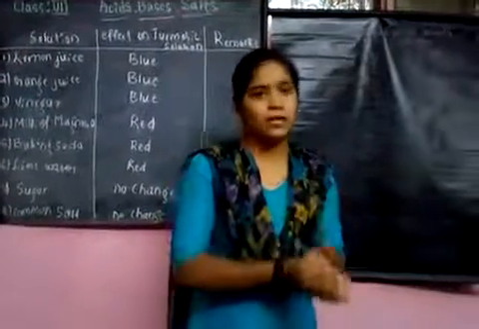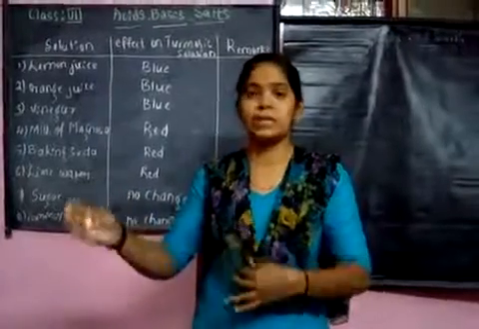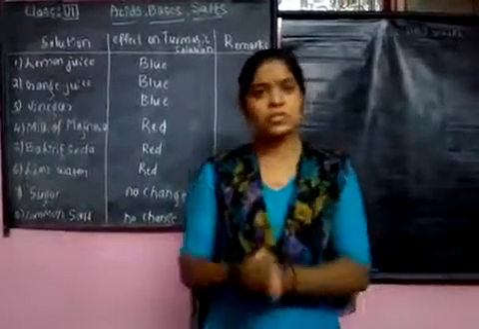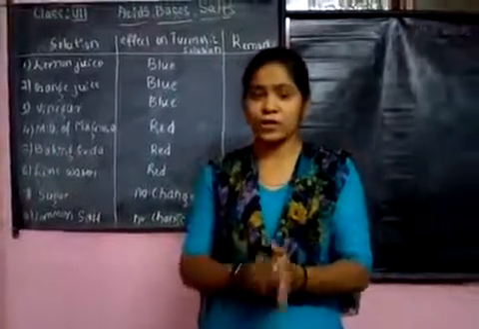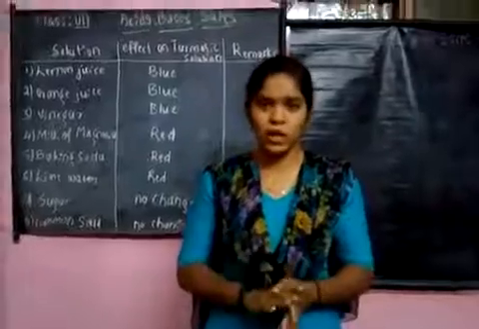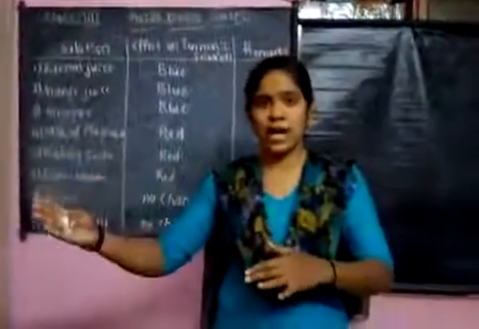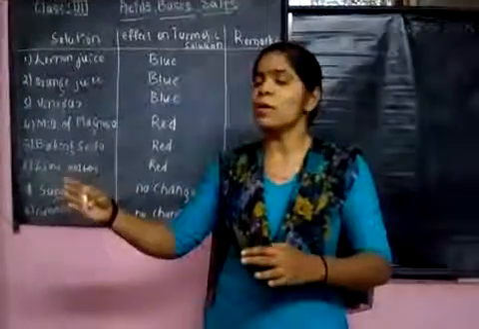Okay, when the blue litmus turns to red, then that is an acidic material. When the red litmus turns to blue, then it is a basic material. I hope you get that point. If I previously told it wrong, make that correction. If blue turns to red, then it is an acidic one. If red litmus turns to blue, then it is a basic one.